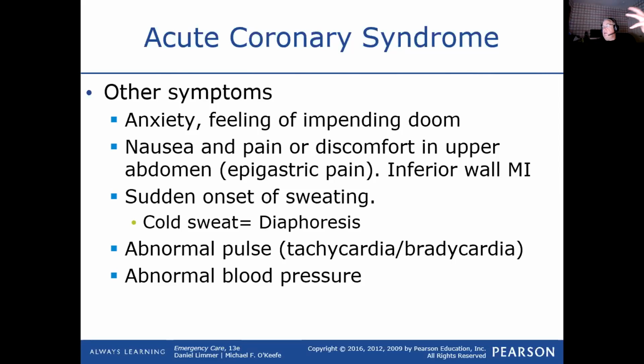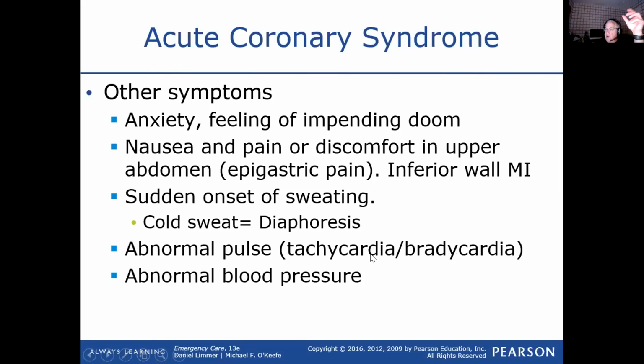Now, what else do you feel? What other symptoms can people have? So anxiety, feeling of impending doom, nausea means their stomach doesn't feel well, pain or discomfort in the upper abdomen. They call it epigastric, epi means above, above the stomach pain is very common to people having the inferior wall MI. Okay. Breaking out in that cold sweat, diaphoresis, because they're scared. Okay. They can get tachycardic because they're scared.